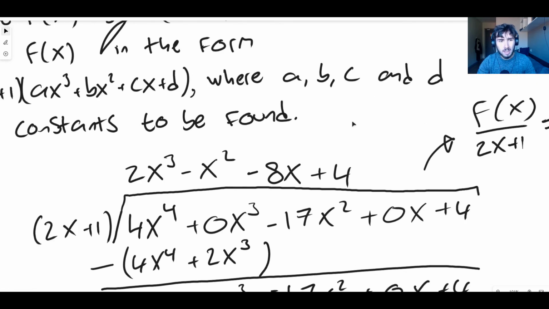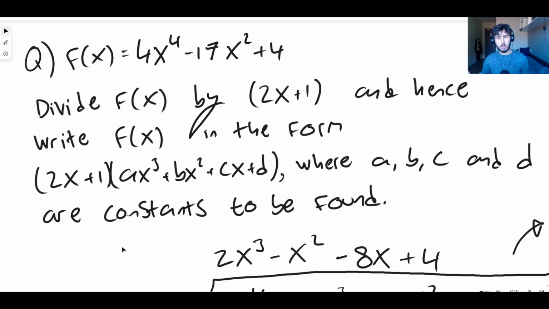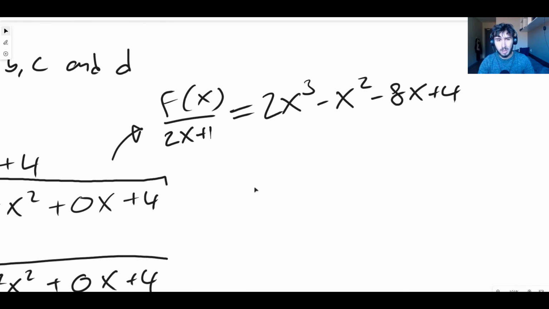And so then, that's not the end of the question. It then says, divide f of x by 2x plus 1. Okay, we did that. And hence write f of x in the form 2x plus 1 times ax cubed plus bx squared plus cx plus d. We haven't done that bit yet. But that's really easy compared to what we just did, because we just make f of x the subject.